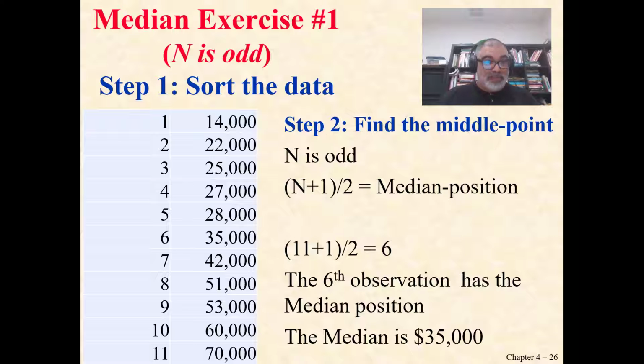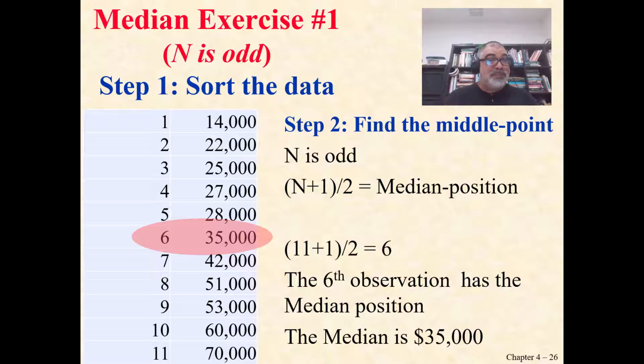We're going to replace n with 11 because we have 11 cases. So 11 plus 1 is 12. 12 divided by 2 is 6. The 6th observation has the median position. So there it is right there. I put a little red circle around it. So our median is going to be $35,000.